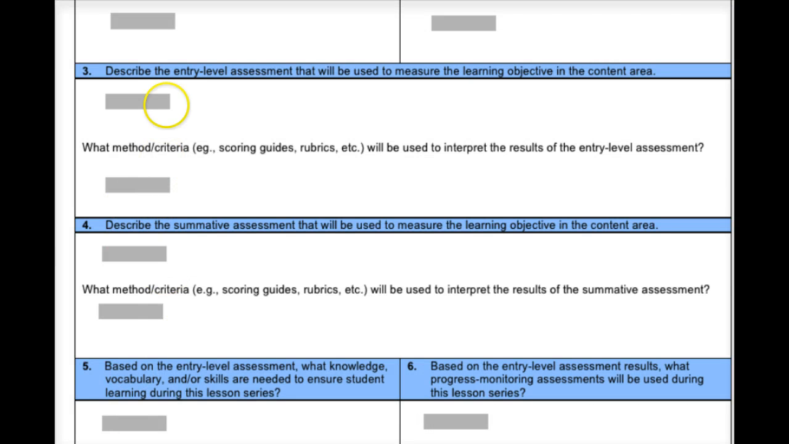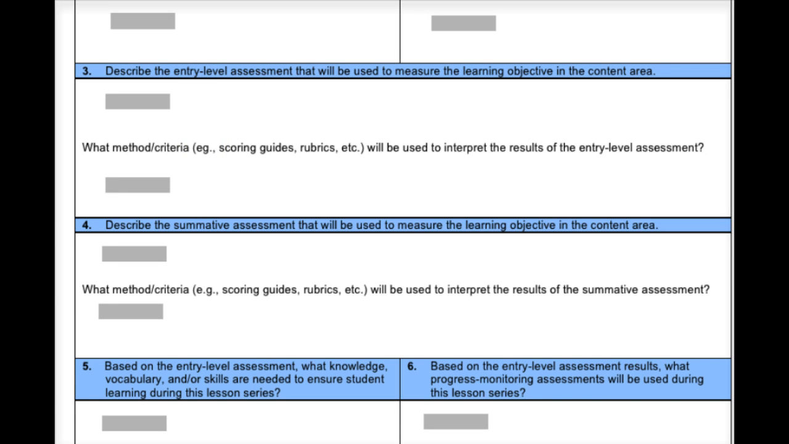Let's take a look at number 3. Describe the entry-level assessment that will be used. In addition, what rubrics or scoring guides are we going to use to interpret the results? Number 4 asks about our summative assessment. One key piece to this: we design our summative assessment to be able to say, what do we want to know about what students are able to do or have learned from this entire inquiry that we've developed?